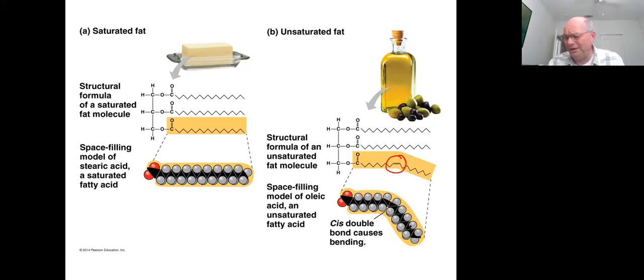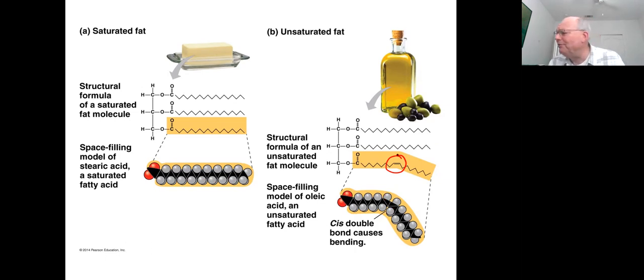It's got a kink in it. And that kink means that this fat no longer fits nicely in and packs tightly against the saturated fats. It's going to occupy more space. And so these fats are not going to pack as tightly together as the linear fats of the saturated with saturated fatty acids. And so rather than being solid at room temperature, they're going to be liquid at room temperature.